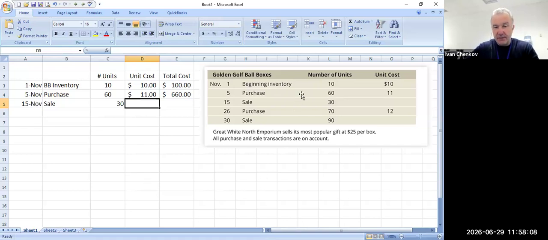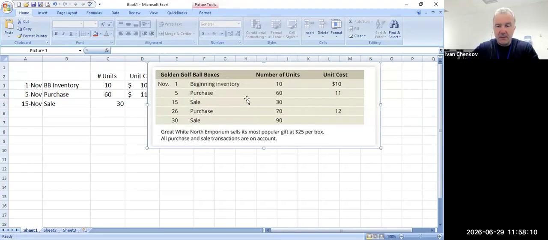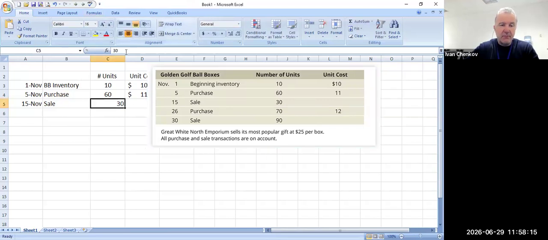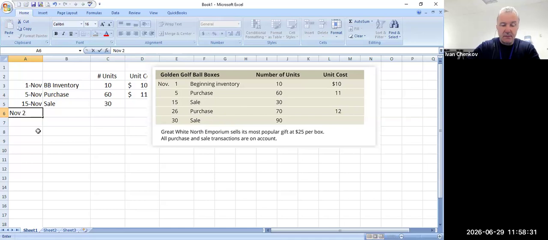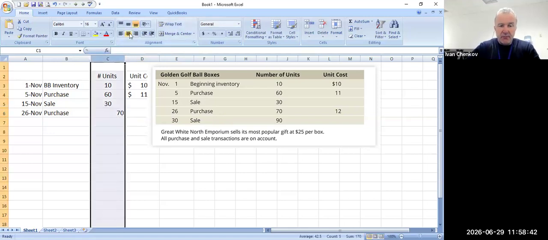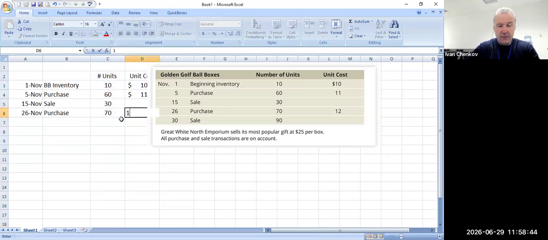And the cost per unit that we sell in this case is actually, we're not worried about the cost. How much is the selling price in this case? We just know that we have the selling price. We're selling for $25. $25 is our sales. Then we have another purchase on November 26th. We're going to purchase 70 units. And those units that we purchase are going to come with a cost of $12.